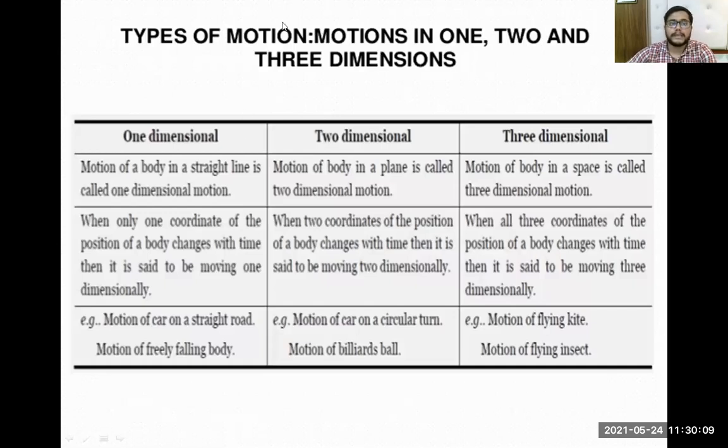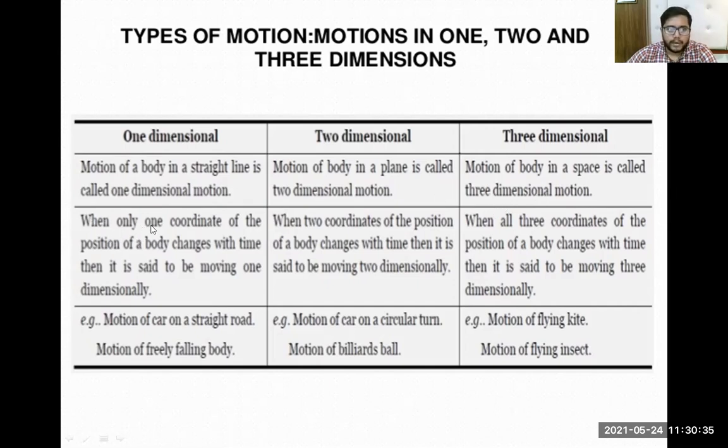Okay, as I told you, we will now discuss the types of motion: 1D, 2D, and 3D. We already discussed what one-dimensional motion is. Motion of a body in a straight line is called one-dimensional motion. Motion of a body in a plane is called two-dimensional motion. And motion of a body in space is called three-dimensional motion.